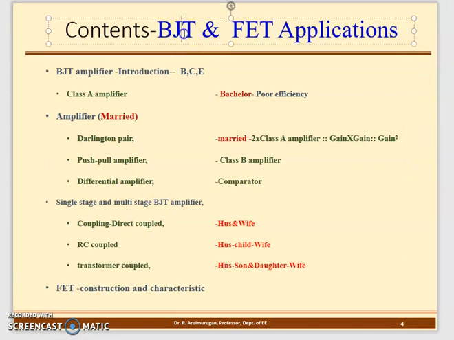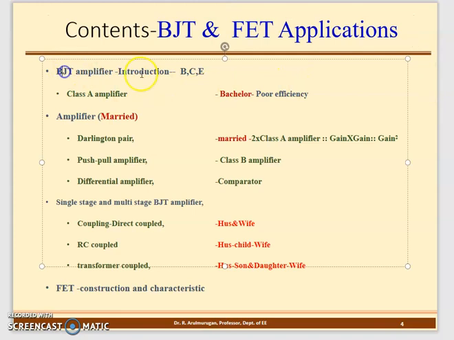BJT is the bipolar junction transistor. FET also comes under the transistor family. FET, MOSFET, IGBT, these three devices come under the transistor family. So you can take either the BJT or the FET, or both. It also does the amplification. How will we do the amplification? That is why we are going to see the introduction class.